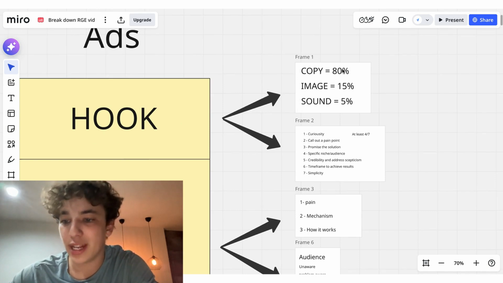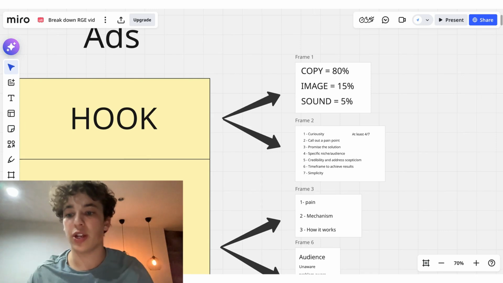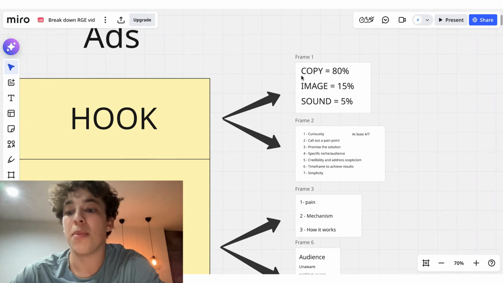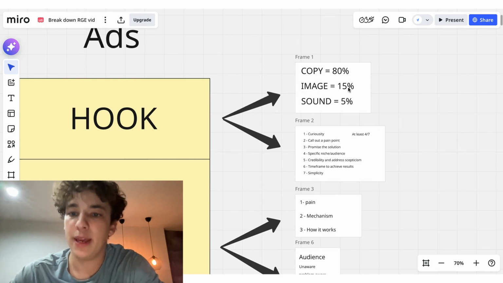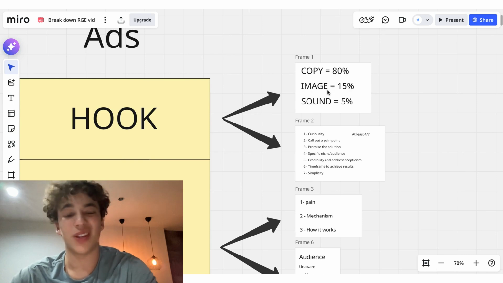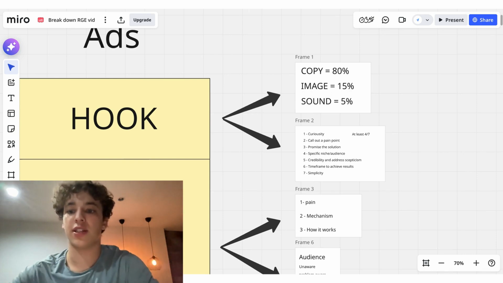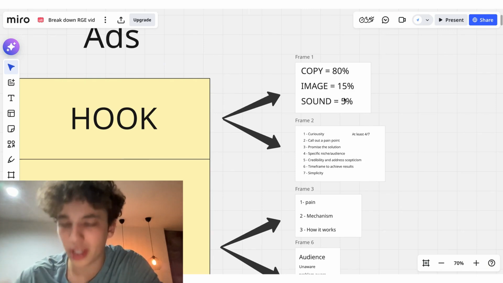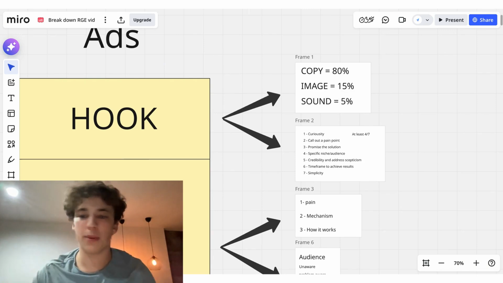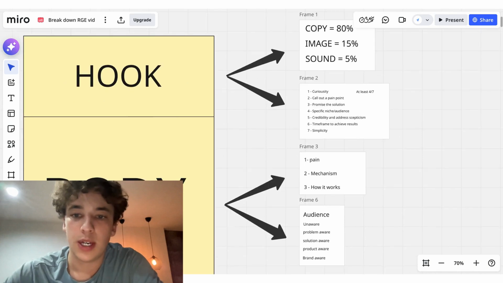So, copy is 80%. That doesn't mean, you know, writing up on the screen. That can also be in the script. Make sure it is very dialed, and I'll teach you how to in a second. Image is going to be 15%. Maybe you have a really cool image going on or something exciting that's catching you off guard, pattern interrupt. Sound 5%. Make sure it's quality, first of all. And also, maybe there's some music or something, but preferably just quality sound.